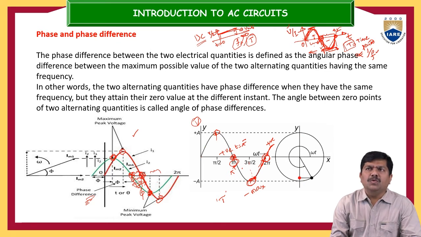The angle between two zero points of two alternating quantities is called the angle of difference. In this example we have taken two voltage signals or current signals, or simply two alternating quantities, and these must have the same frequency. If the frequency is different, the phase difference calculation is irrelevant. So first you have to ensure that the frequency of the two alternating quantities is the same. Once it is the same, you can compare the two signals to know the phase difference.